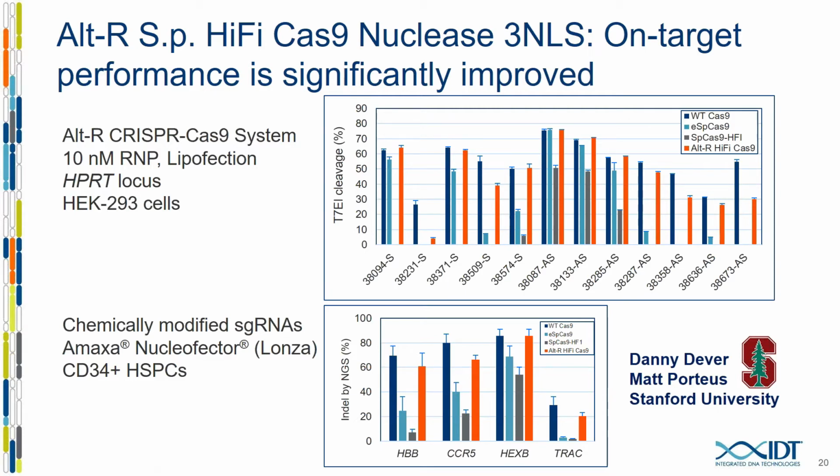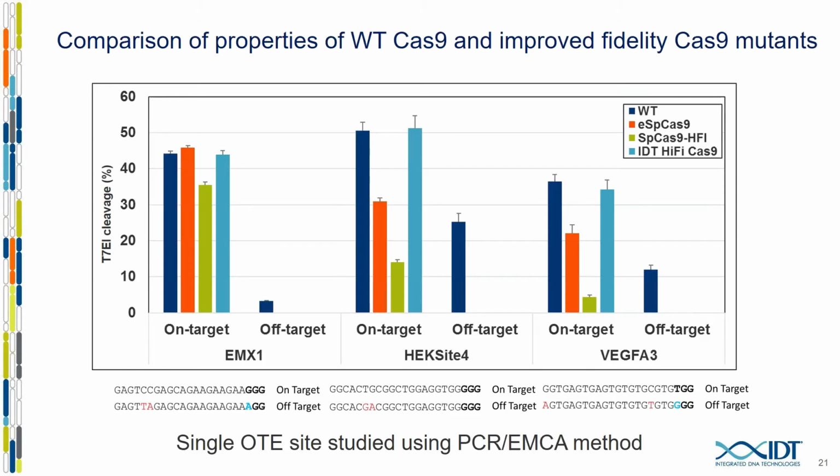So this HiFi protein works great on target, but it's probably good to show some off-target data. These are 3 sites tested in literature, and we first looked at single off-target sites to see what happened. At EMX1, the on-target is pretty good for even the literature mutants. All of the literature mutants and the Alt-R HiFi reduced off-target editing to undetectable levels, very good.